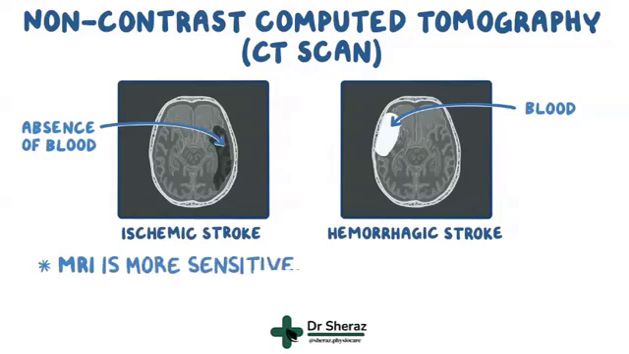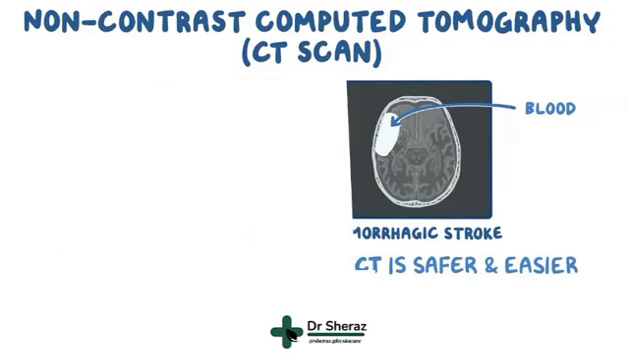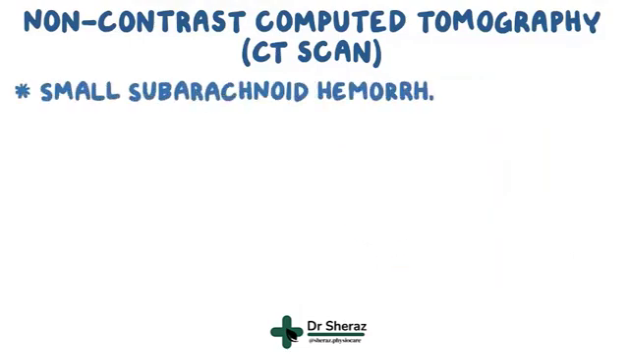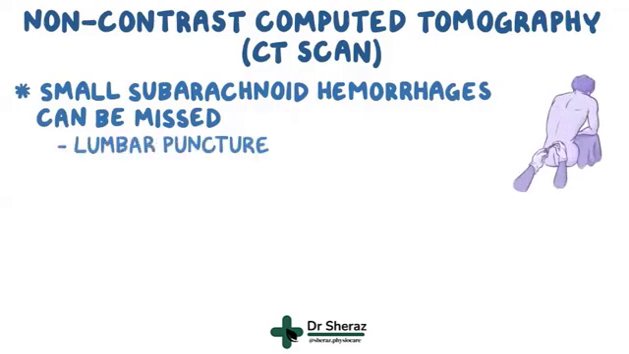An MRI is more sensitive than CT for detecting both ischemic and hemorrhagic stroke, but a CT is usually safer and easier to obtain acutely, so it's usually the imaging method of choice. Small subarachnoid hemorrhages can be missed on the CT due to the small amount of blood, so if it's suspected, a lumbar puncture can be done to look for red blood cells in the cerebrospinal fluid.